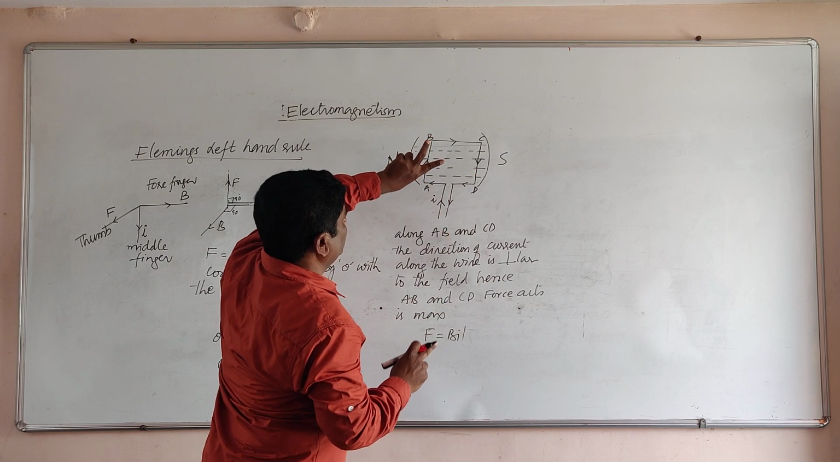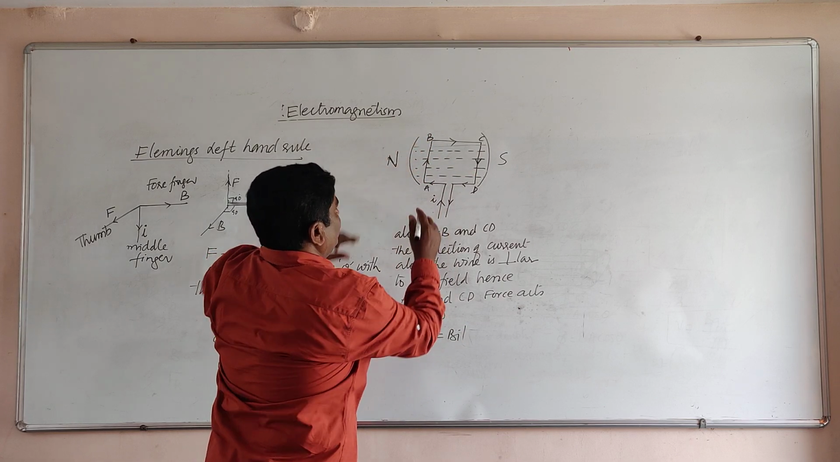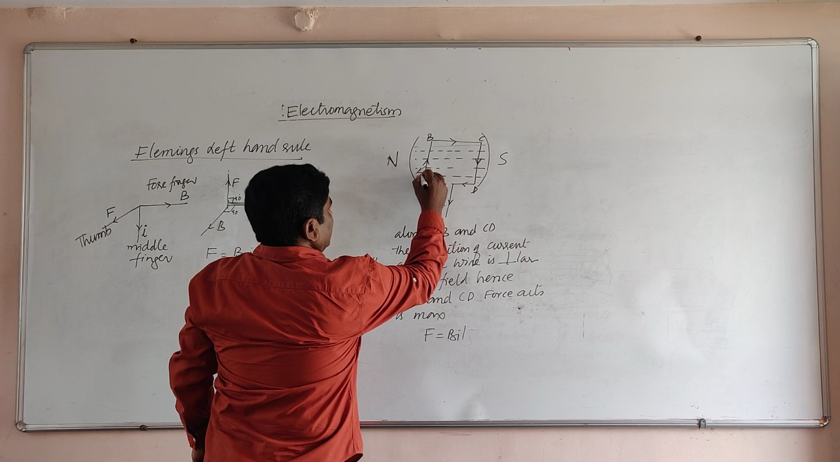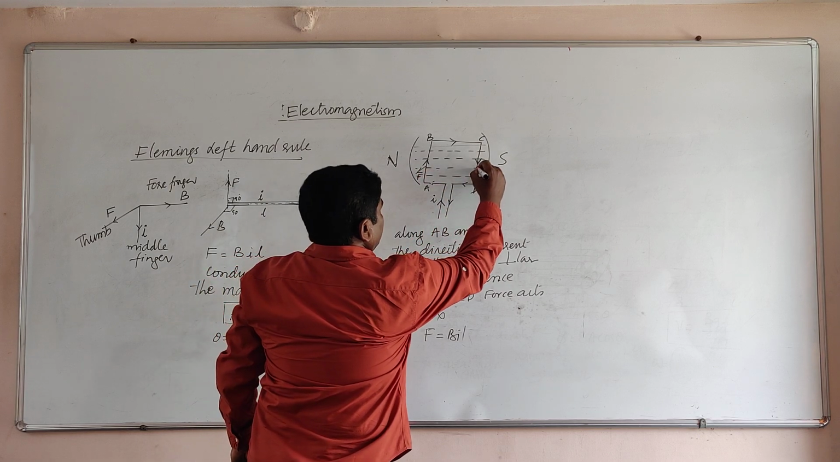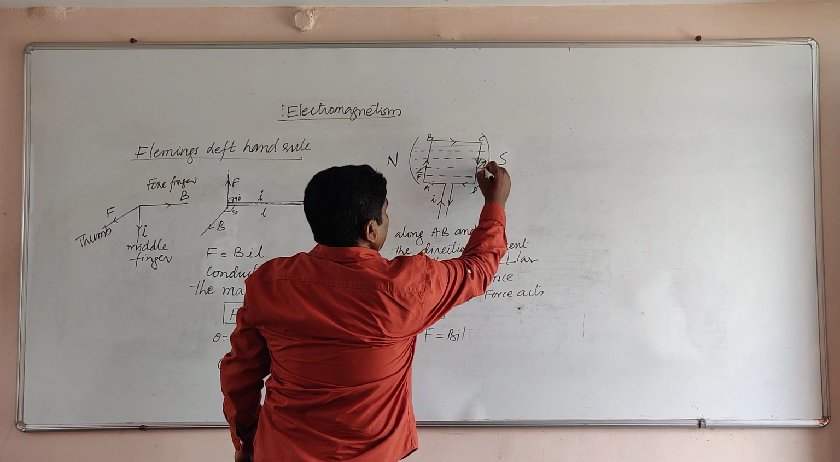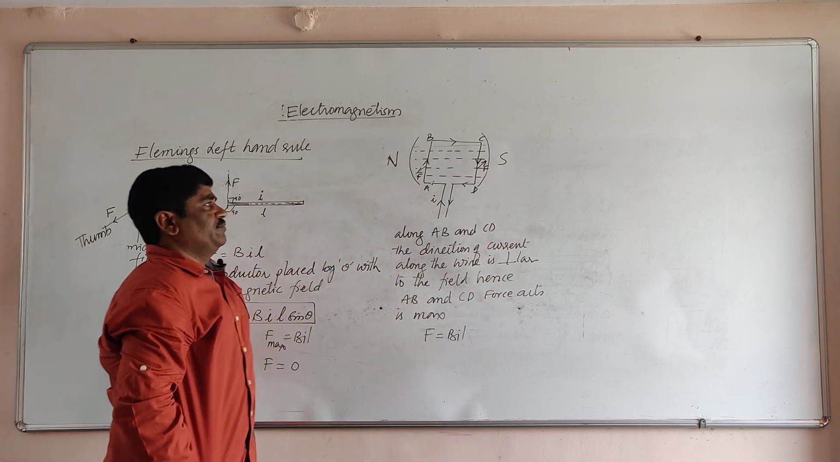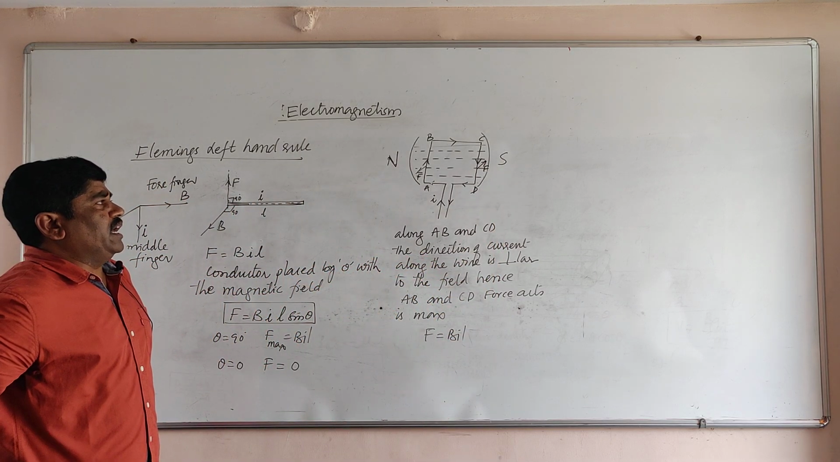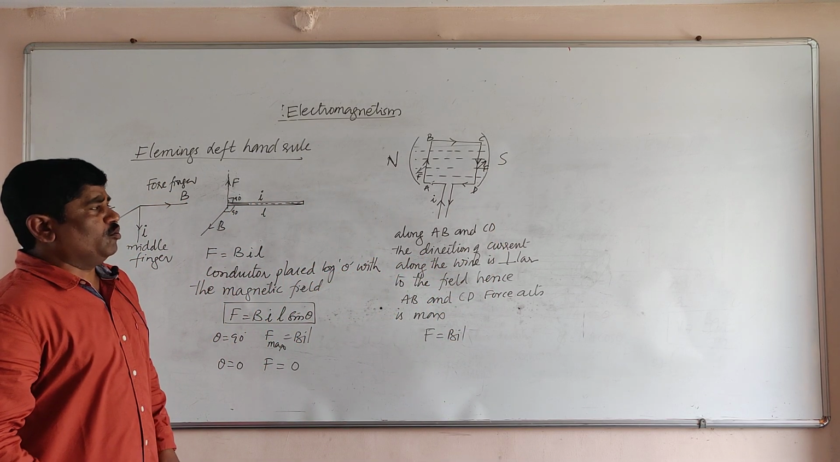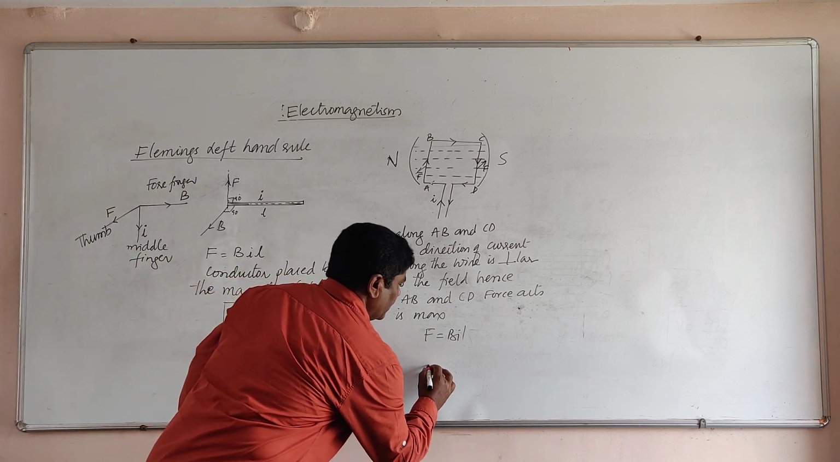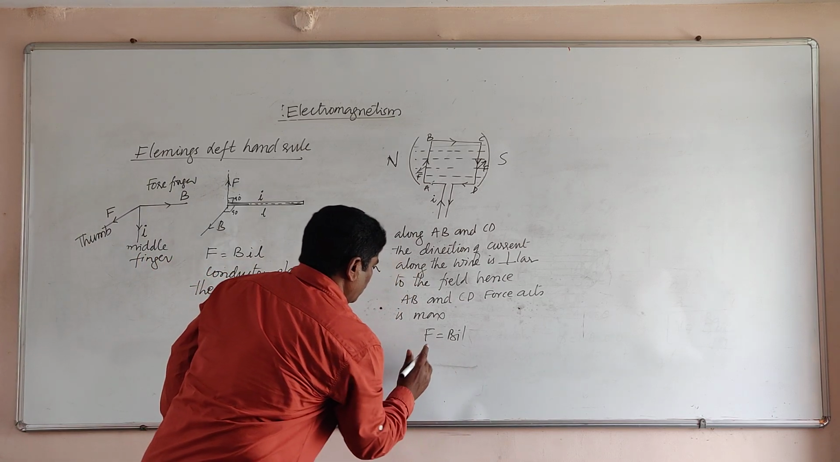But here, the force is going that side. So therefore, force is that side. And here it is along this direction. So the forces acting along AB and CD are quite opposite.